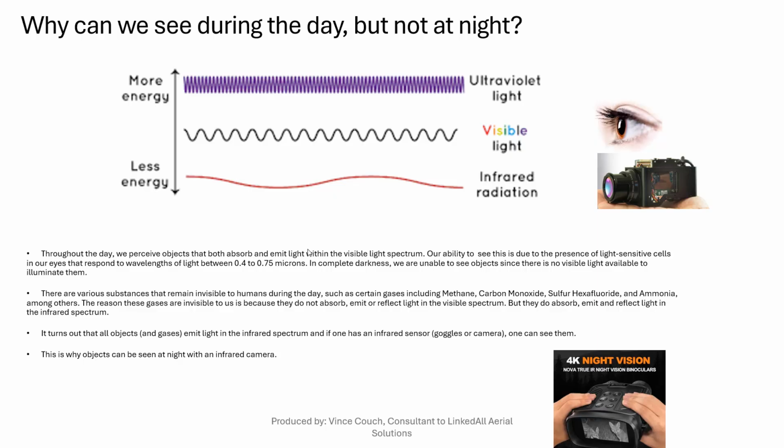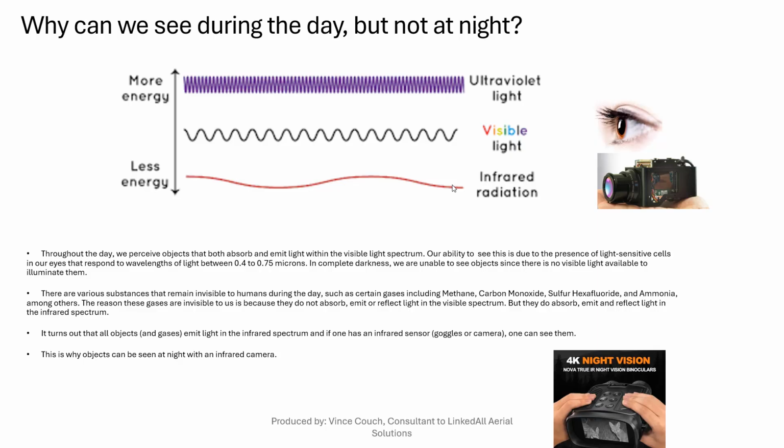Why can we see during the day but not at night? Well, they're two very different wavelengths. Our eyes are sensitive to visible light, but our eyes are not sensitive to infrared radiation. So we can't see that, but we can see this. At night, light in the visible spectrum is not available. The sun's not shining, turn all the lights off, and there's no visible light, so we can't see anything at night. However, objects with a temperature are giving off light waves, but it's in the infrared spectrum. So if you have a camera that can sense infrared radiation, you can see objects at night.